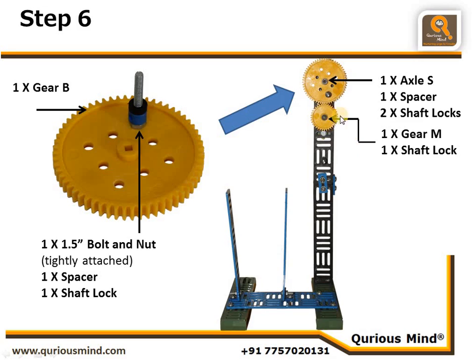We have also mounted medium gear onto the motor shaft and secured it with a shaft lock. And we have created a fulcrum point here using 1-inch bolt and nut and a spacer. Let's move on to the next step.